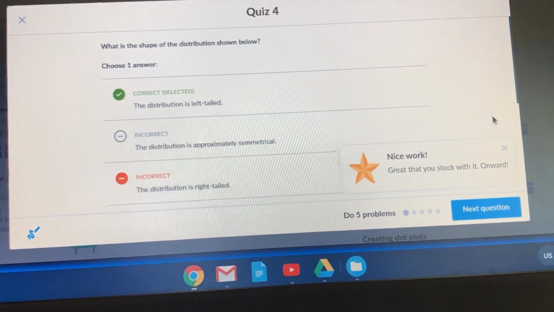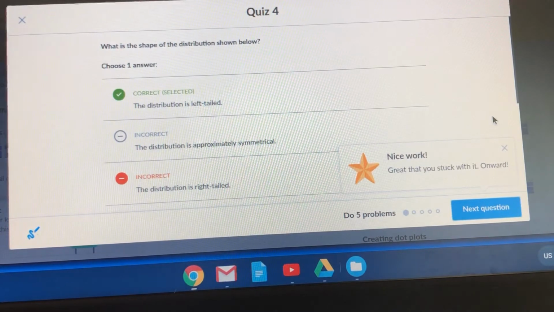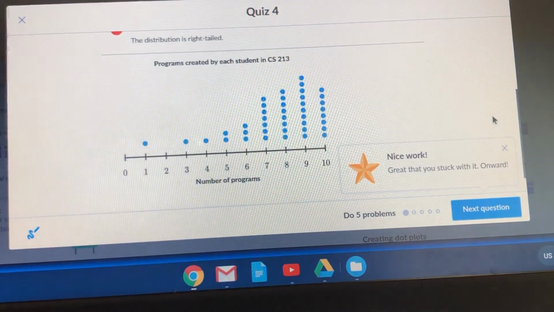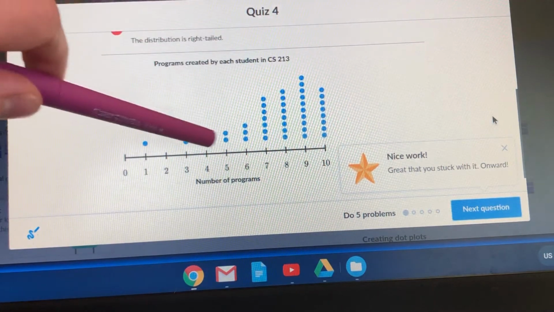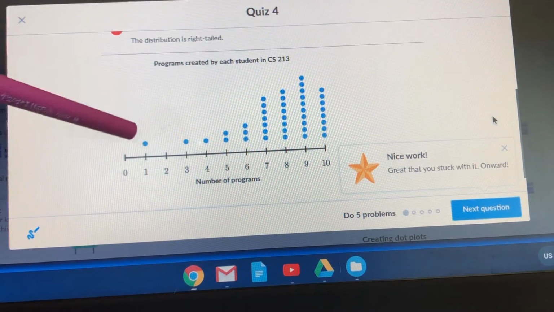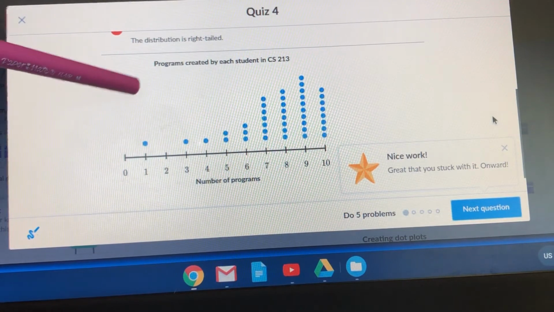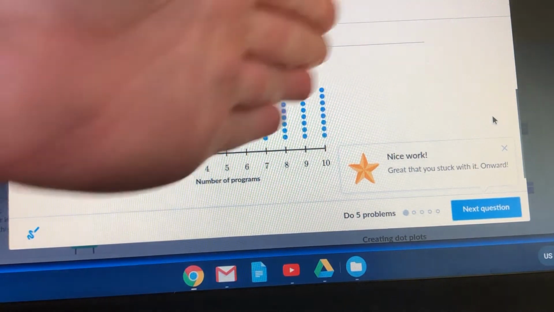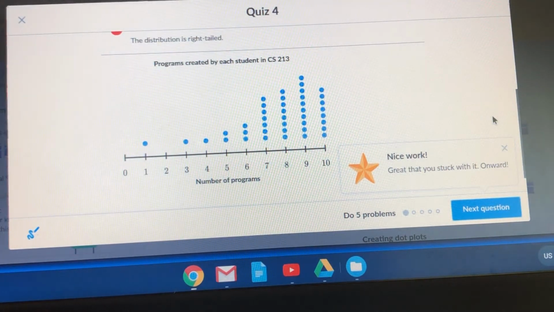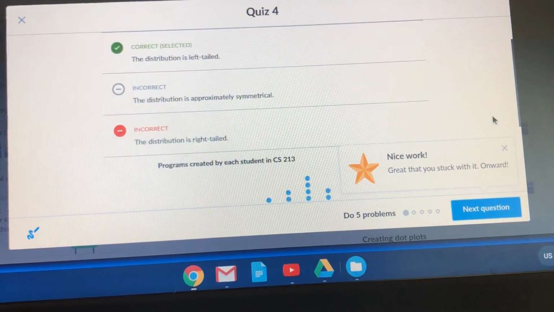Here are some questions from the Khan Quiz 4 to help you out. So again, we're being asked the shape of the distribution, and if we take a look at this distribution, imagine again that I was drawing a big whale. So here's your whale, and here's the whale's tail. So the tail is over on the left. So even though all the data is pushed to the far right, the tail is on the left. So we would call this left-tailed. The distribution is left-tailed.